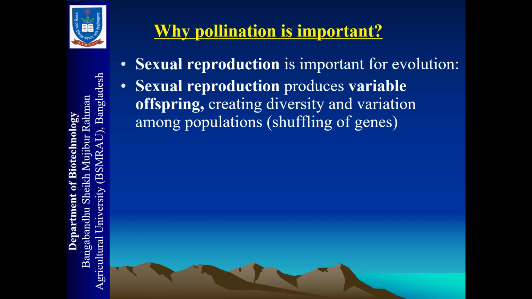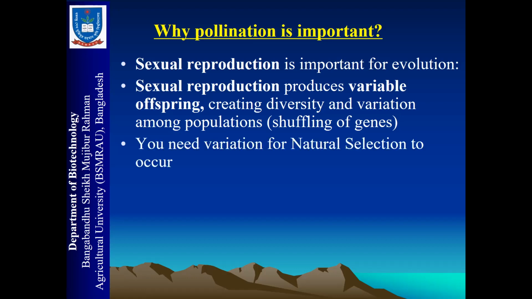As a result, we can see, for example, in the case of jackfruit, you cannot find identical jackfruit from different plants due to cross-pollination. Huge diversity we can see. You need variation for natural selection to occur. Actually, if there is no pollination, we couldn't find any diversity in the plant kingdom. And diversity is the key for biotechnology or improvement.